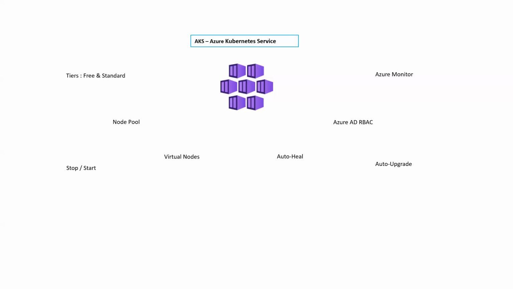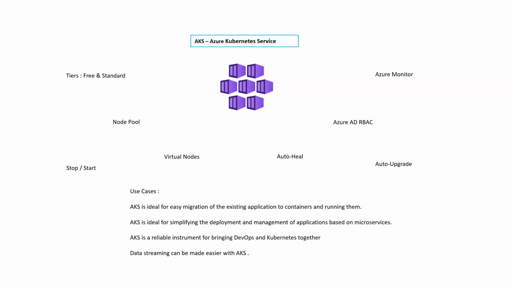Now let's check some use cases. Well, AKS is ideal for easy migration of existing apps to containers. AKS is also ideal for simplifying the deployment and management of applications based on microservices. AKS is also a reliable instrument for bringing DevOps and Kubernetes together. Data streaming can be made easier with AKS as well. AKS pricing is based on worker nodes, storage, and network.